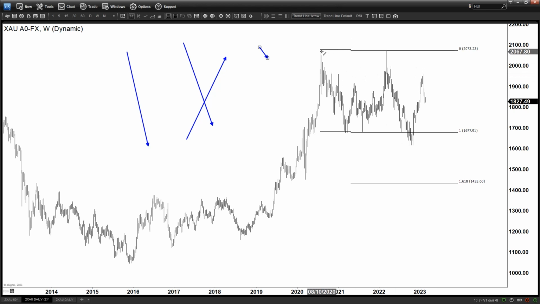Right now, of course, that will be taking time because it's a weekly chart. It can take months and years and so on, but it is bullish regardless when we're talking about the right side of the market. Okay, that's number one.